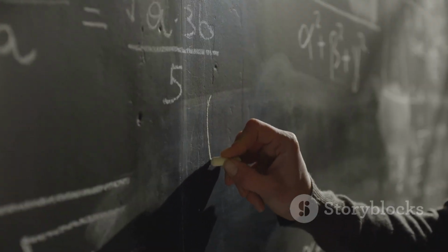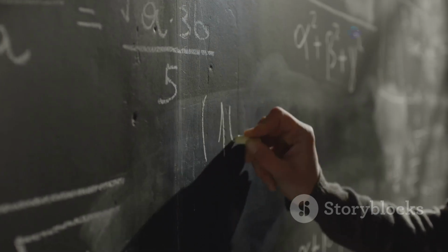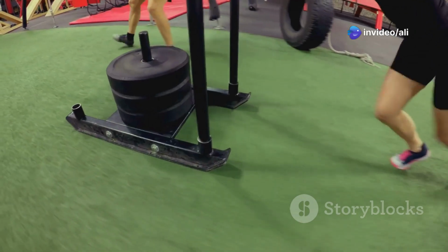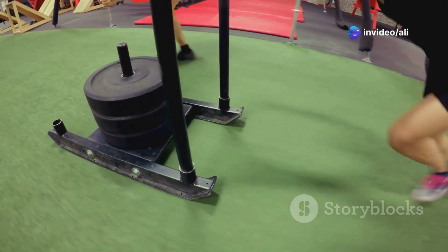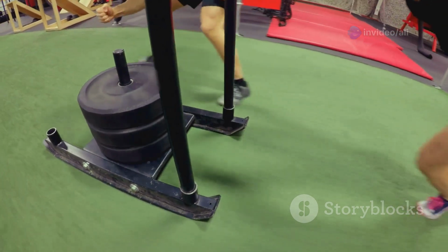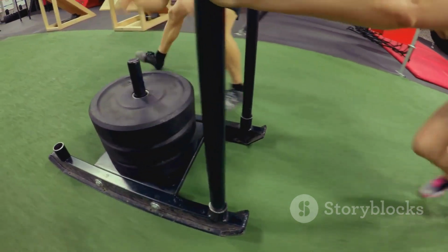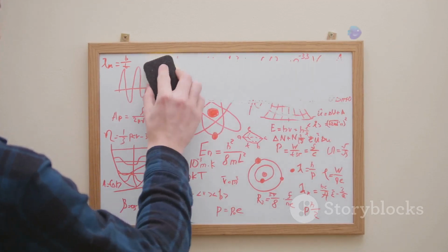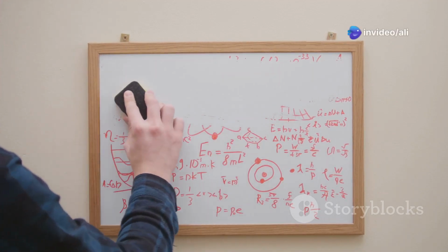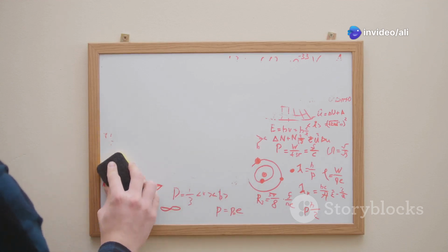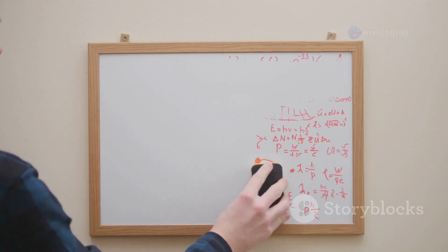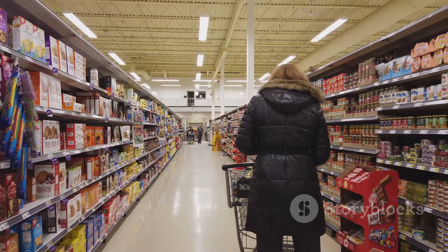Now, on to Newton's second law. This one is about how force, mass, and acceleration are related. It's a bit more mathematical, but don't worry, we'll break it down. The formula here is force equals mass times acceleration, or F equals ma. This means that the force applied to an object is equal to the mass of the object multiplied by its acceleration. Think about pushing a shopping cart.